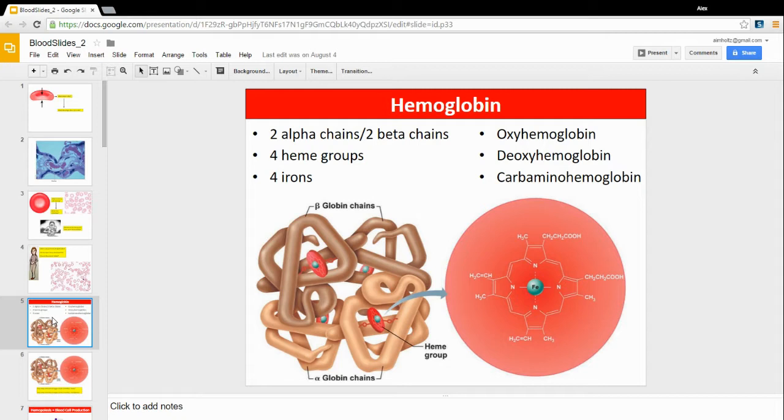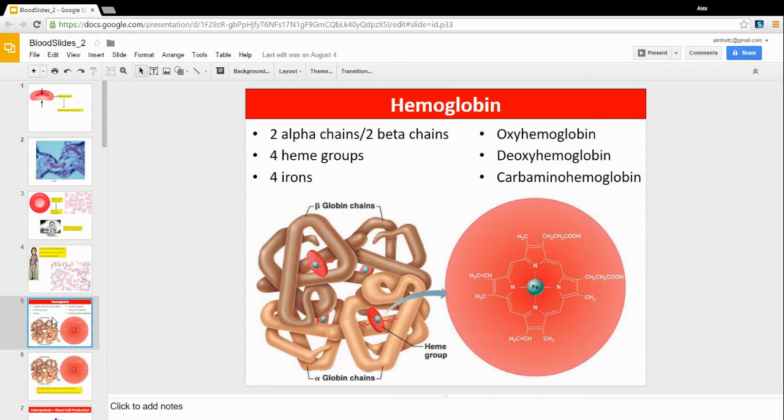When oxygen has bound to the iron in hemoglobin, we refer to that hemoglobin as oxyhemoglobin. When there are no oxygens bound to a hemoglobin, then we call that deoxyhemoglobin. Now, interestingly enough, carbon dioxide can bind to the alpha and beta chains, to the amino acids of the hemoglobin. And when you've got CO2 bound, that's called carbaminohemoglobin. Remember the rule, the longer the word, the more likely you'll have to write it on a test.